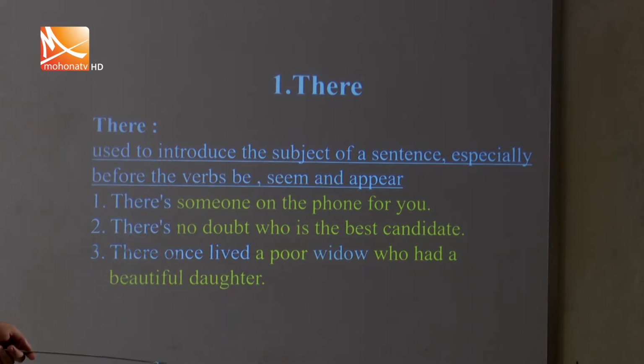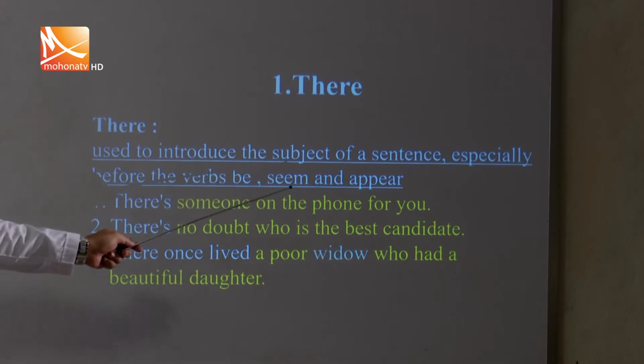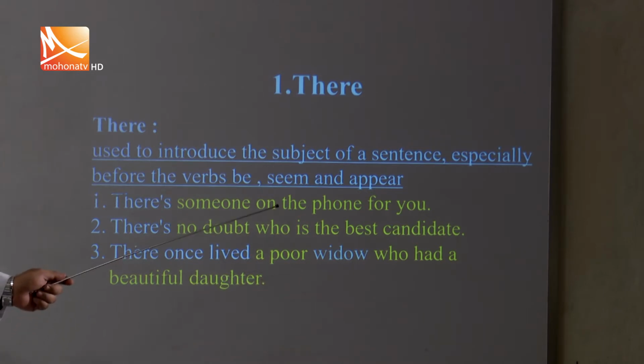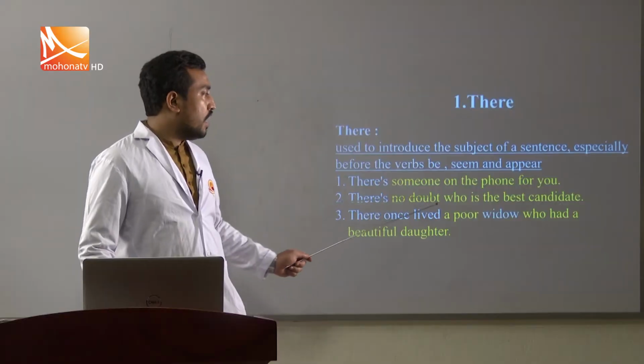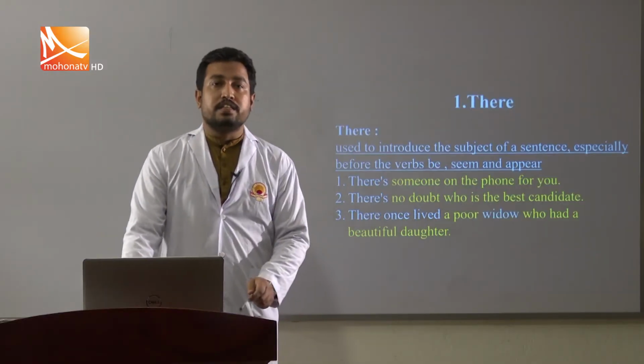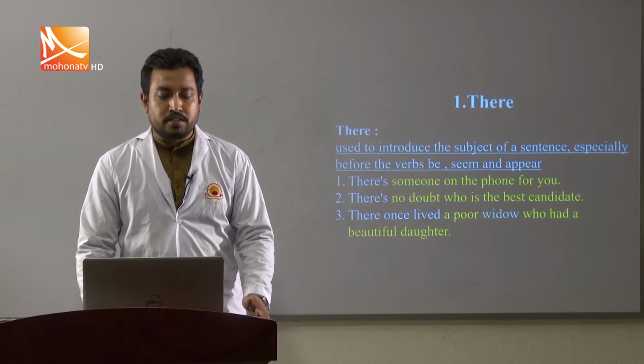Here are some examples. There's someone on the phone for you. So someone is there on the phone. So there is or there was, it might be. There's no doubt who is the best candidate.